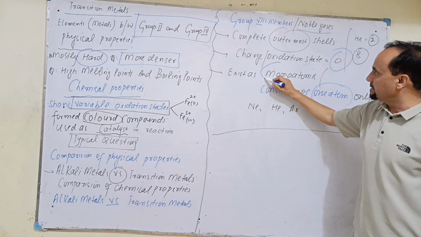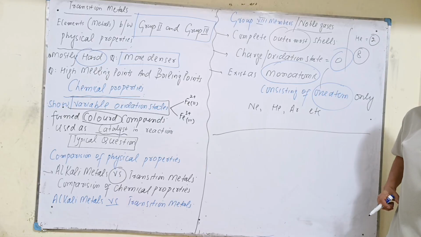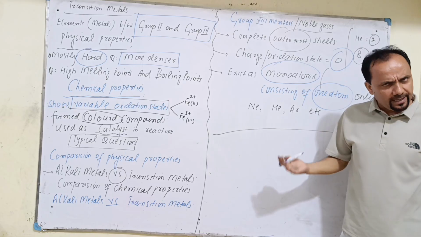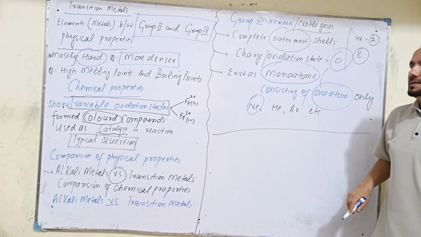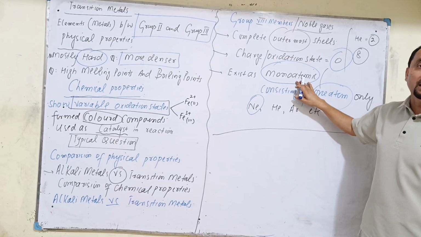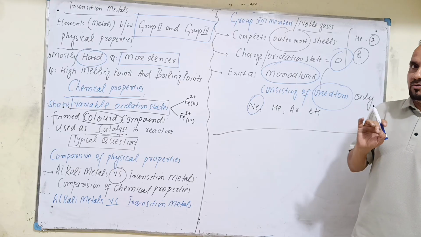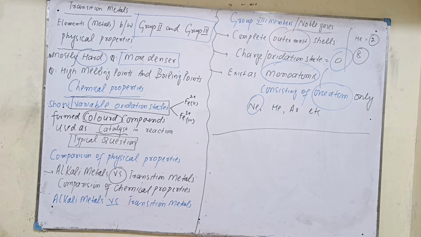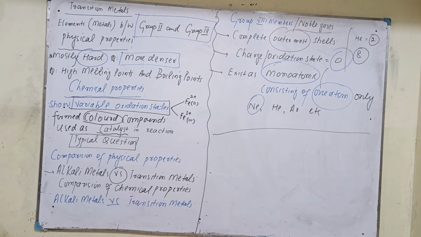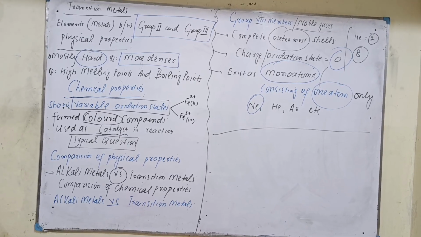They exist as monoatomic. Mono means 1. They don't need any reaction. So they exist as a single atom. Single atomic forms are called monoatomic. We have discussed diatomic for halogens. Diatomic means consisting of 2 atoms. Monoatomic is for this group, and monoatomic means consisting of 1 atom. That's all about the periodic table.